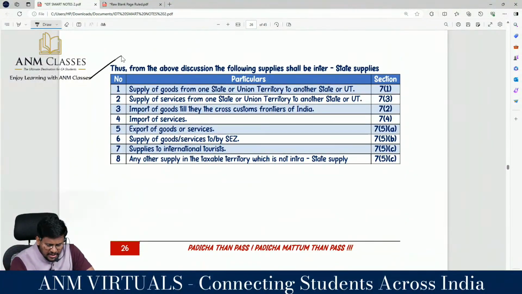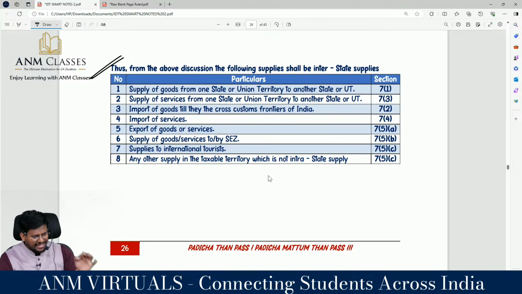Sir, just fill this, sir. Thus from the above discussion, the following supplies shall be interstate supply. Supply of goods from one state or union territory to another state or union territory is interstate supply. Supply of service from one state or union territory to another state or union territory.